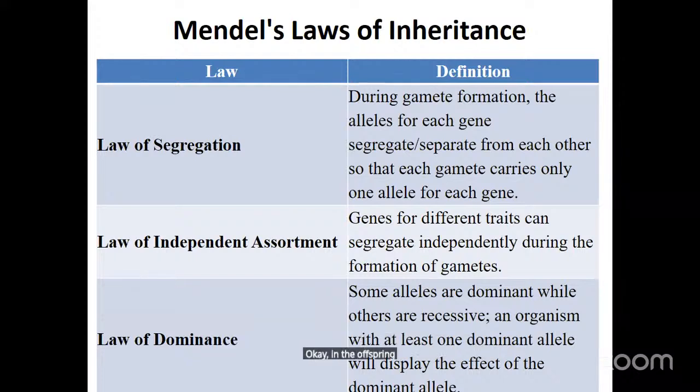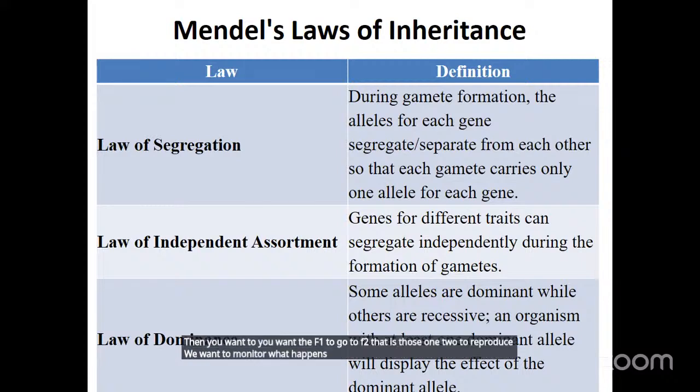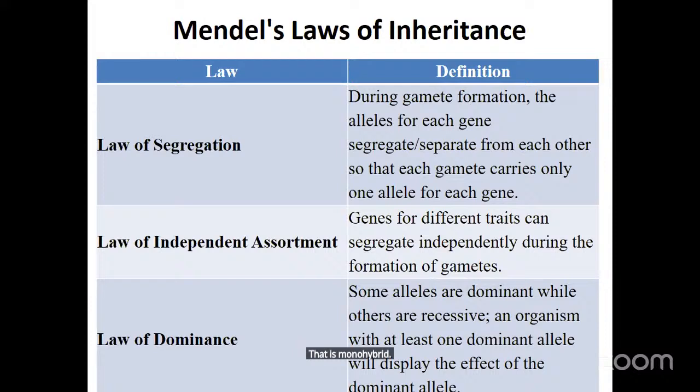In the offspring, two are tall, these are dwarf, and you have the combination. And that's F1. Then you want the F1 to go to F2. That is those to reproduce. You want to monitor what happens in their F2. That is monohybrid. You are taking one trait.